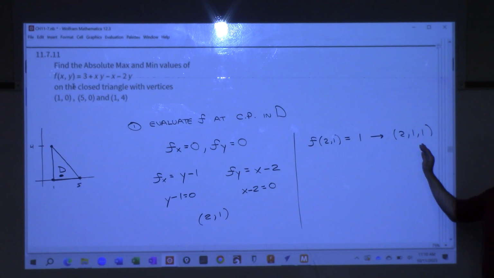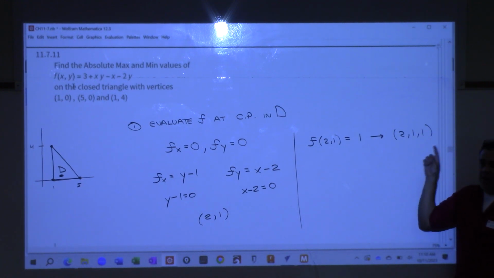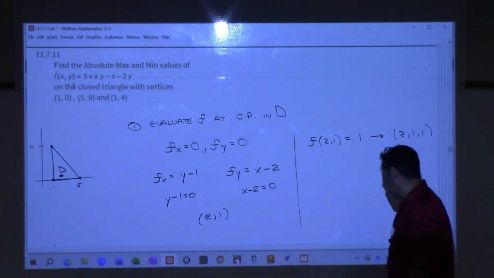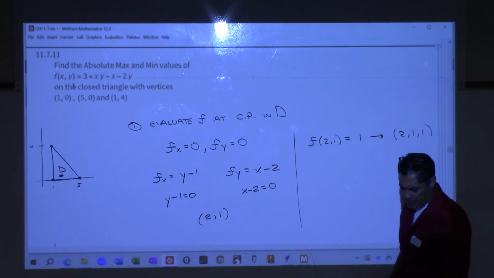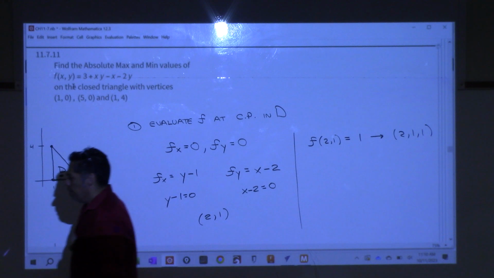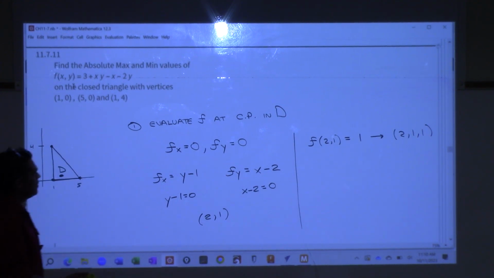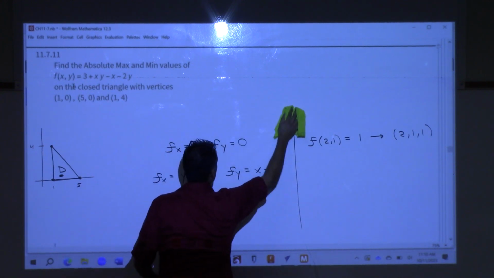Do we know if that's a max or min? No, we don't. But if there's going to be a max or a min, it's either going to happen here or it's going to happen along the boundary. So now we need to do the boundary, all right? This is where things really get different, a real big shift from what we've seen already. So when you look at this boundary, okay, this is step 2.